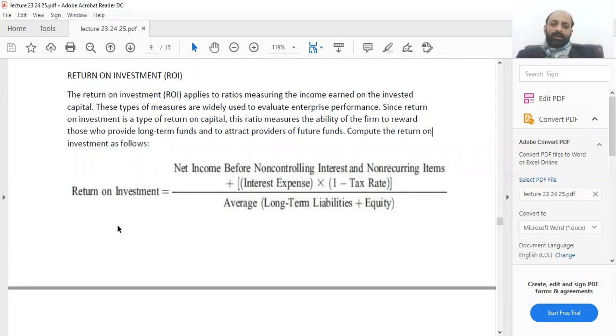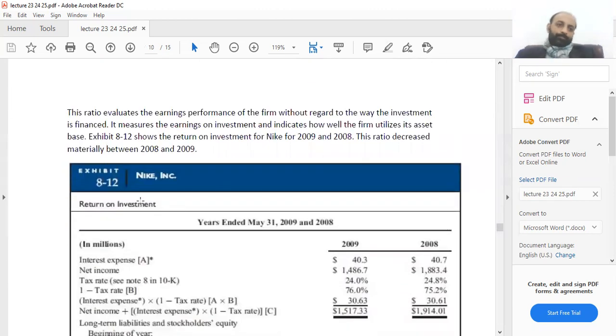So the formula for return on investment is: you have net income before non-controlling interest and non-recurring items, and you add to it interest expense times 1 minus tax rate. Now, tax rate is the rate at which you pay tax, and interest expense is how much expense is related to that investment. When you divide it by average long-term liabilities and equity, you get the return on investment.